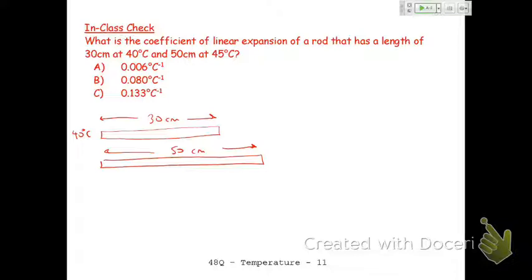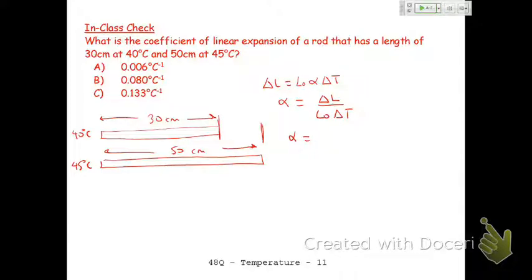And this is 45 degrees C. So I said that delta L is equal to, what was it? L naught alpha delta T. So let's have a look. What is the coefficient of linear expansion? Alpha is equal to delta L over L naught delta T. So alpha is equal to delta L. What's my change in length?